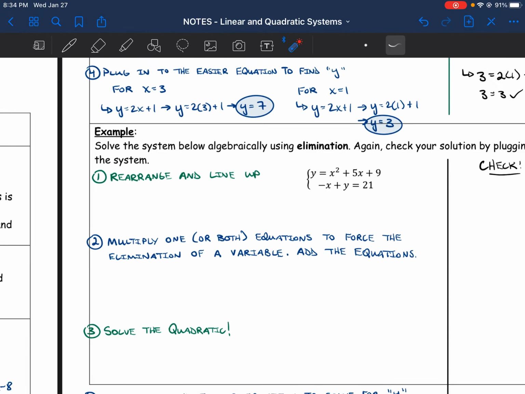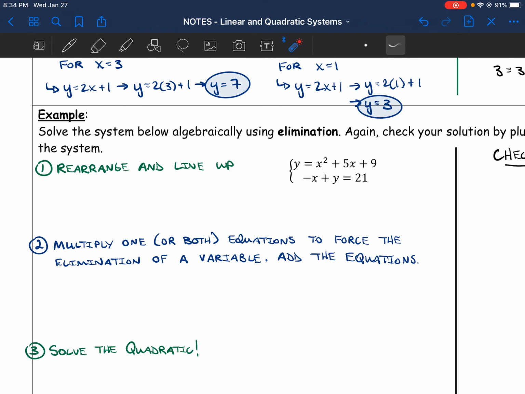All right, so the first thing that we're going to want to do when solving a system by elimination is rearrange the equations and line up all the terms. So here's what I mean. Notice that our top equation is y equals x squared plus 5x plus 9. The second equation, negative x plus y equals 21, the pieces are not lined up with each other. I want to line the equal signs up, I want to line the y's up, I want to line the x's up. So I'm going to line it up similar to the top equation.